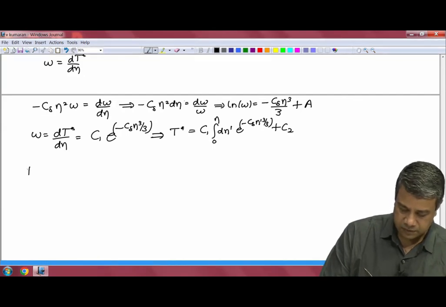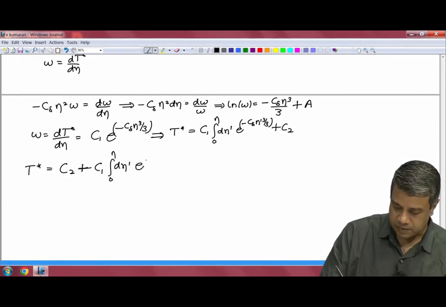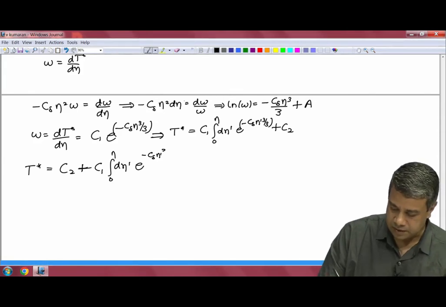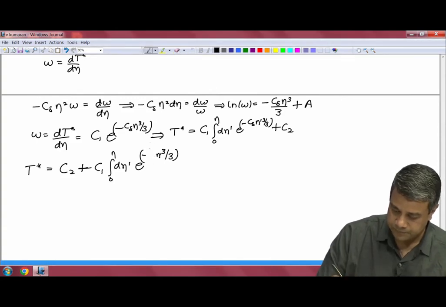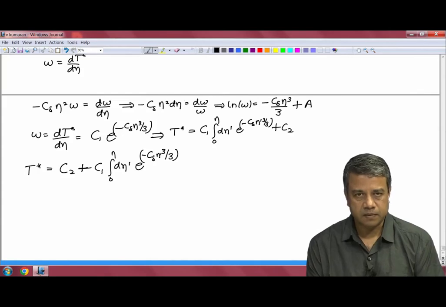Let me write that again for you. T star is equal to C2 plus C1 integral 0 to eta d eta prime e power minus C delta eta prime cubed by 3, where eta prime is the variable of integration.